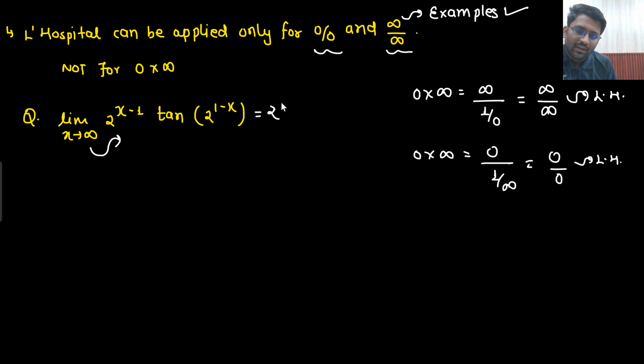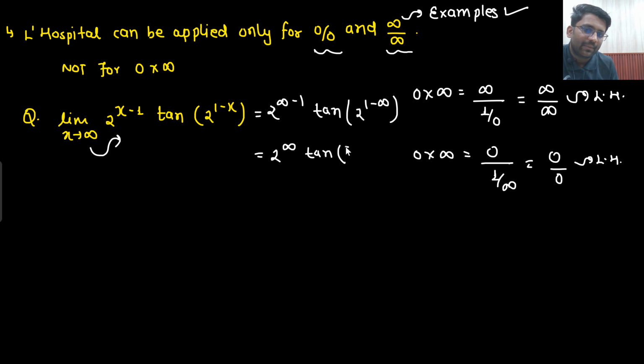2 to the power infinity minus 1, tan 2 to the power 1 minus infinity. What is the value of infinity minus 1? That will be infinity only. And what will be the value of 2 to the power 1 minus infinity? That will be 2 to the power minus infinity. What is 2 to the power infinity? That is infinity only. 2 multiplied by 2 multiplied by 2, this will become a very large value. So that will be infinity only.